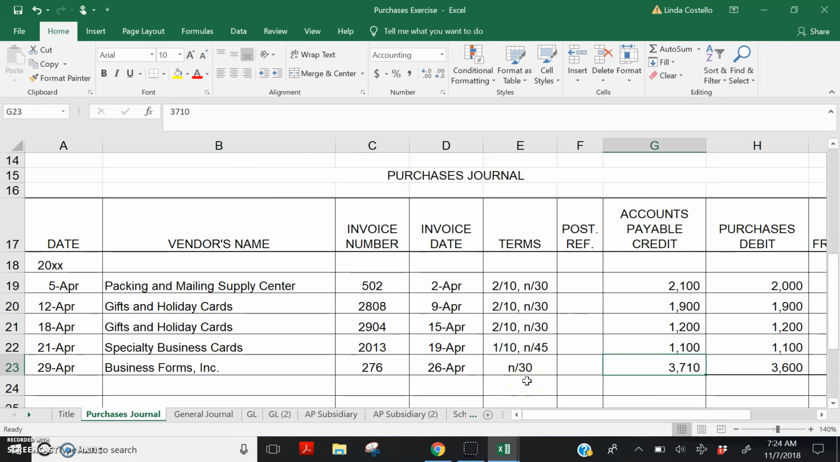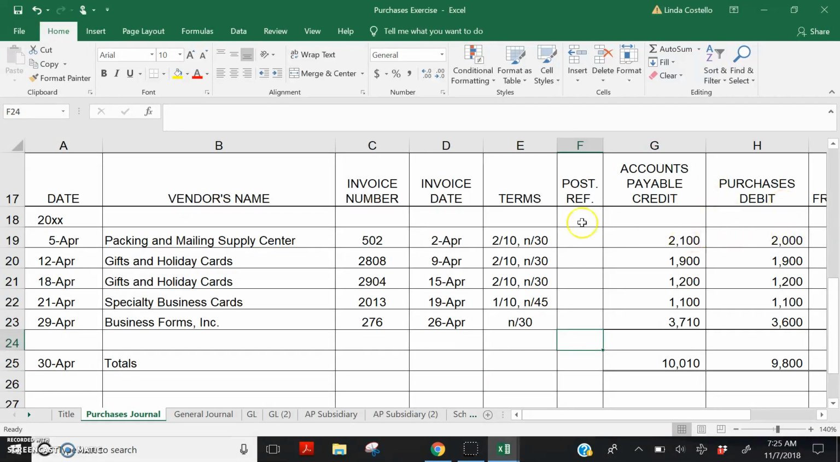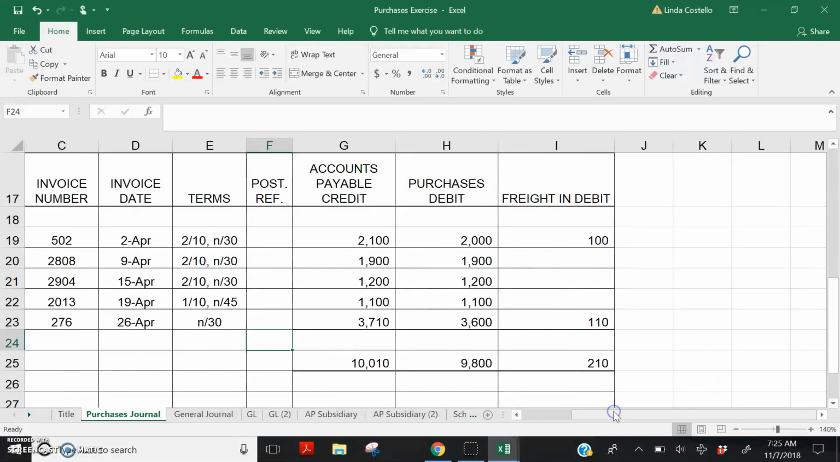Once all the purchases for the month are recorded, we then need to total up our accounts payable credit column, our purchases debit column, and our freight in debit column. The last day of the month is April 30th. Put the word totals in the vendor's name column. Then total up all three columns. With Excel, this was very easy. For those of you who are doing this by hand, go ahead and total up your columns and see if your totals agree with mine. If your totals don't agree, then pause your recording to give yourself time to go back and find and fix any error you might have made.